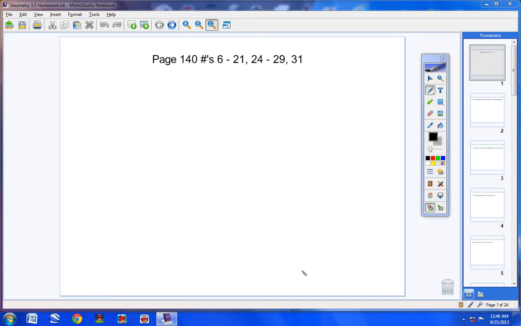And let's go ahead and get started. First of all, we're going to look at numbers 6 through 9. The directions for 6 through 9 say this: write the converse of the true statement, then decide whether the converse is true. Well, this should be kind of fun. Let's see if we can figure this out, okay?